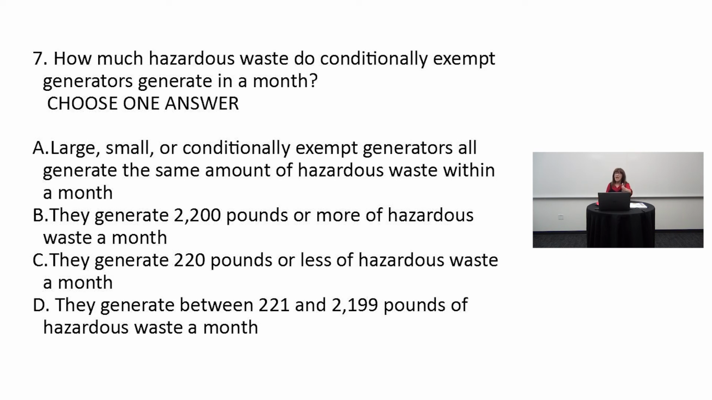Here are our selections. A. Large, small, or conditionally exempt generators all generate the same amount of hazardous waste within a month. B. They generate 2,200 pounds or more of hazardous waste a month. C. They generate 220 pounds or less of hazardous waste a month. D. They generate between 221 and 2,199 pounds of hazardous waste a month. So which is the answer?